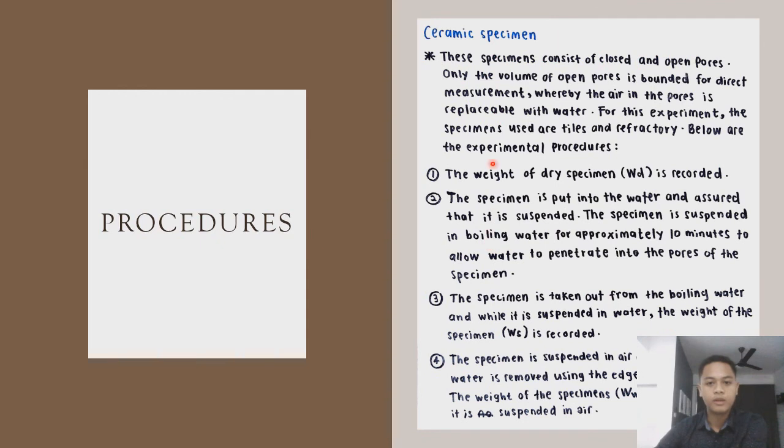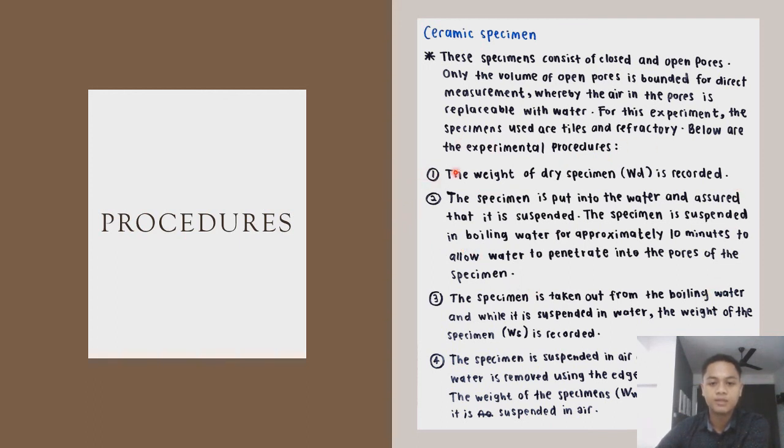Alright, moving on to the second part of this test procedure, we have the procedures for ceramic specimen. There's a disclaimer here, which is this specimen consists of closed and open pores. Only the volume of open pores is bounded for direct measurement, whereby the air in the pores is replaced with water. For this experiment, the specimens used are tiles and refractory, and below are the experimental procedures. So we take a look at the experimental procedures for ceramic specimen.